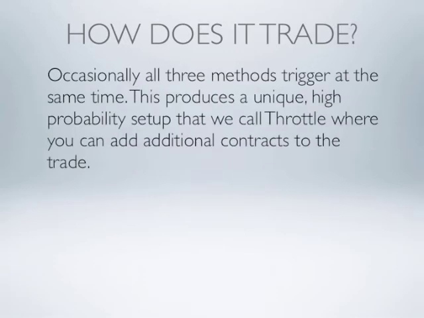Now what this allows us to do is occasionally all 3 methods trigger at the same time. In other words, we get a high probability setup that we can throttle our contracts. This is one of the techniques we use to turbocharge our returns, and we'll get into that a little bit later as well. But it's important to understand that because we do have 3 unique setups, and not all the time do they set up on the same day, but when they all 3 align, what we have is a high probability setup, and we like to take advantage of that.